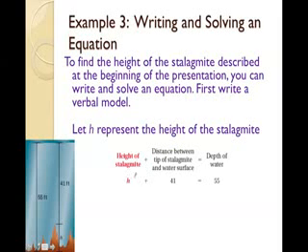So it says, let H represent the height of the stalagmite. So here is height. That's what I don't know. That's the unknown. That's my number. Plus the distance between the tip of the stalagmite and the water surface, and that was given to us in the problem earlier in the slides, equals the depth of water, which was 55. So I would take this and write it as an equation, and then later we'll learn how to solve that.